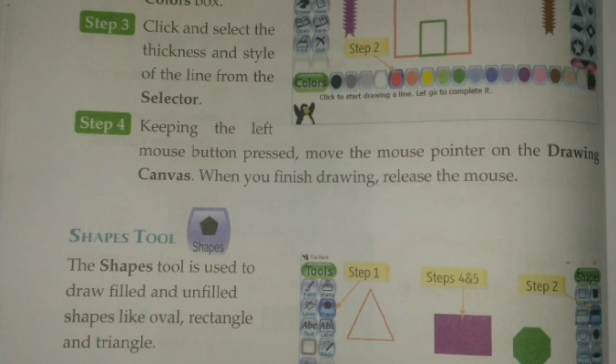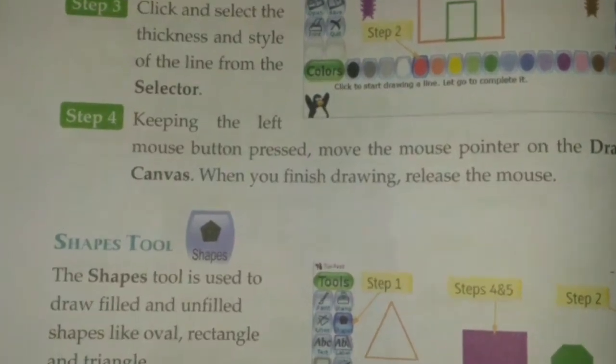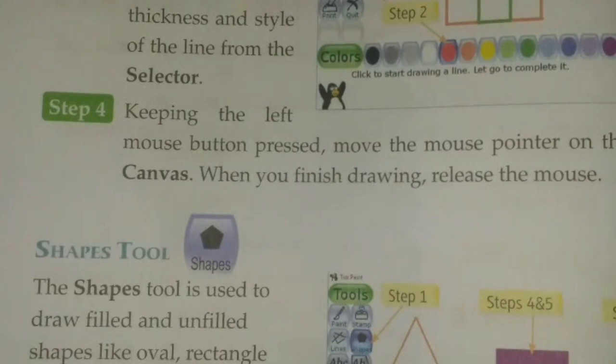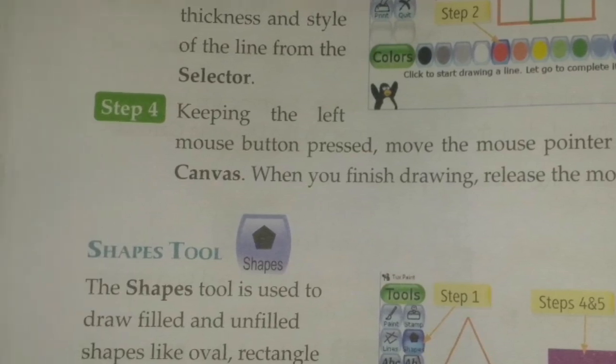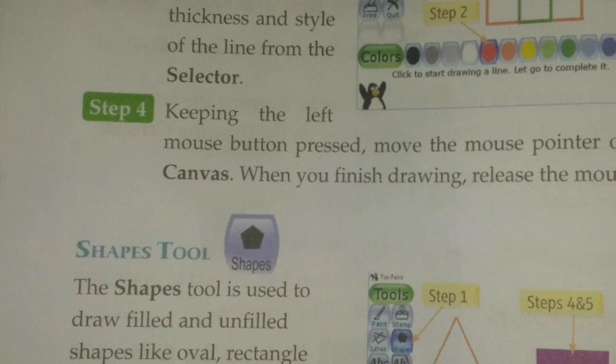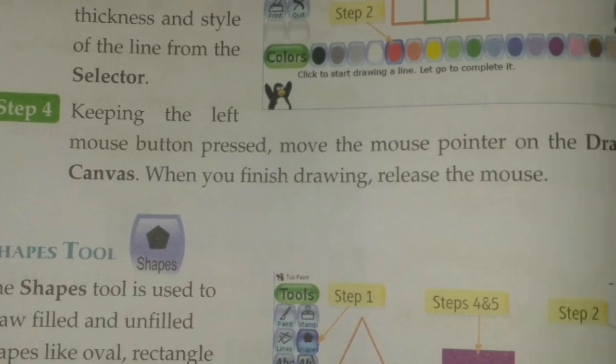Next one is the shape tool. The shape tool is used to draw, fill and unfill shapes like oval, rectangle and triangle. So step 1, click the shapes tool from the toolbar. Then step 2, choose a shape from the selector. Okay, first you select the shape tool from the toolbar, then choose a shape from the selector.